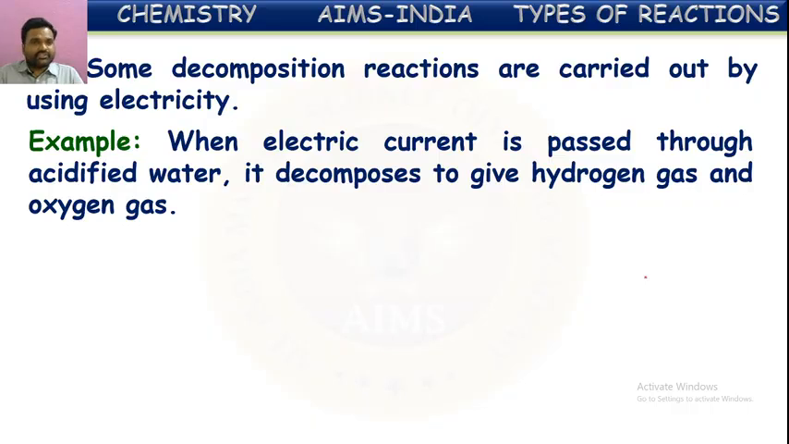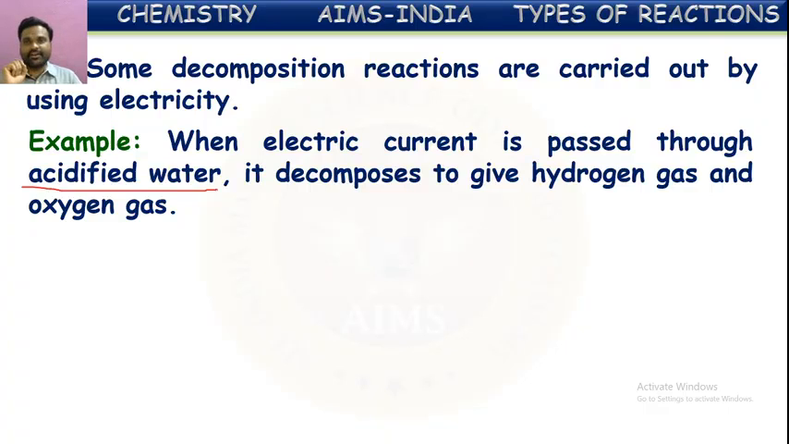Some decomposition reactions occur by passing electricity. The example they have given here: when electric current is passed through acidified water, it decomposes to give hydrogen gas and oxygen gas. When electricity is passed through water, it splits up into hydrogen gas and oxygen gas. Actually, we know water is a poor conductor of electricity. So to make it a good conductor, a small quantity of acid is added. Then that water is called acidified water. Water added with a small quantity of acid is known as acidified water.